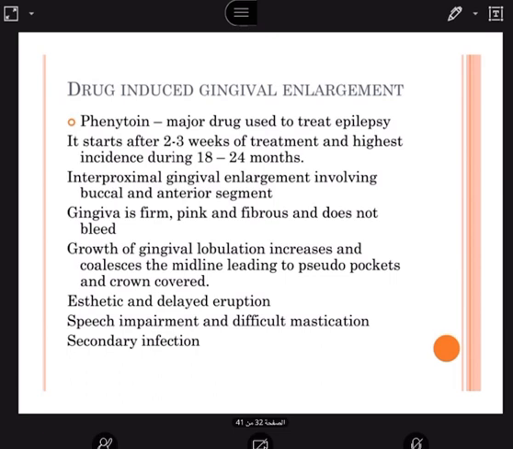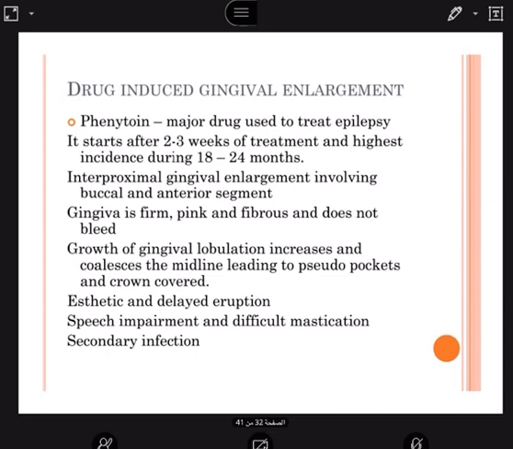Whereas in scorbutic gingivitis, you will find a slight enlargement with profuse bleeding. Growth of gingival lobulations increases and coalesces at the midline, leading to pseudo pockets. Because of this hyperplastic growth, obviously there will be a pocket. When you put a perio probe inside, you will find it like a pocket. But the funny part is, in some gingival hyperplasia, the probe will not even reach the actual gingival sulcus, but still you will find a probing depth. PPD is seen.